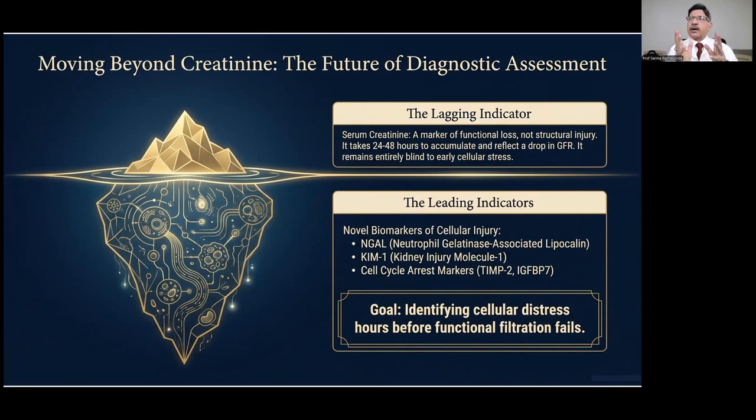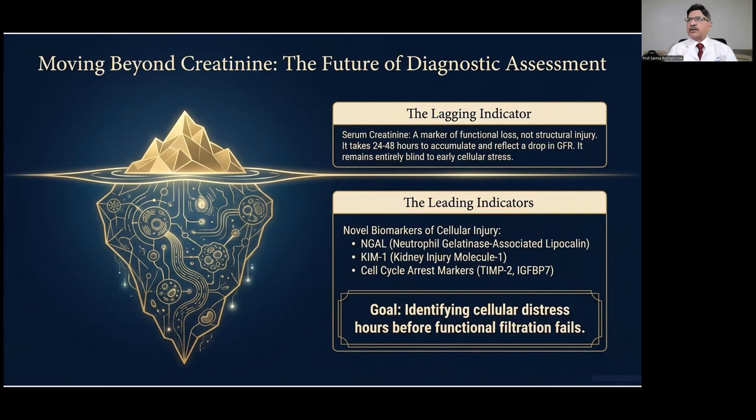What are the biomarkers for acute kidney disease? NGAL, KIM-1, and then TIMP2, IGFBP7. You should not forget that. Every suspected patient, you must do the markers. Why? Even before the urine output falls, even before the creatinine is elevated, we will see the biomarkers already showing the structural renal damage, identifying cellular distress hours before functional filtration fails. That way, the iceberg can be avoided. You can diagnose early AKI and more cases can be put on treatment.